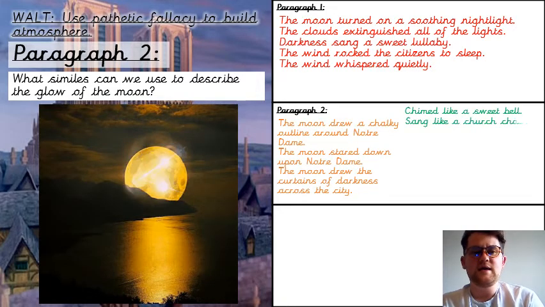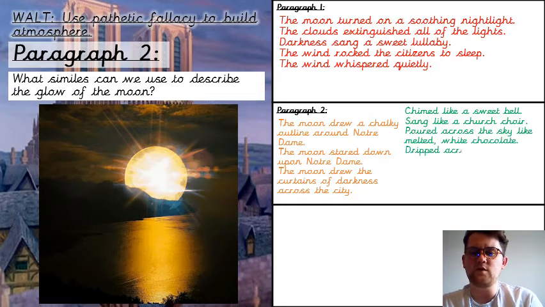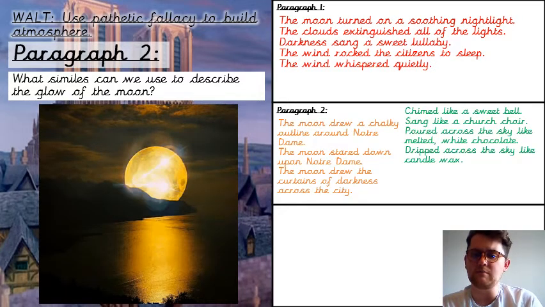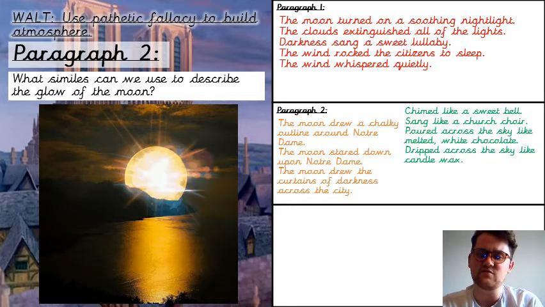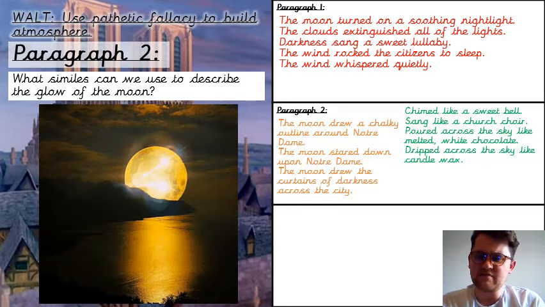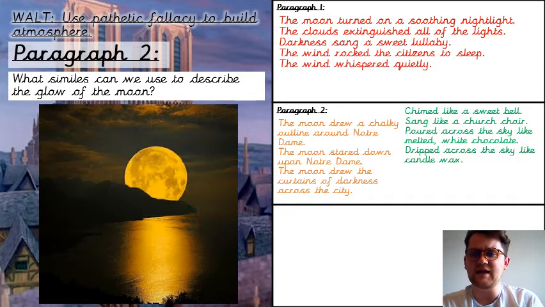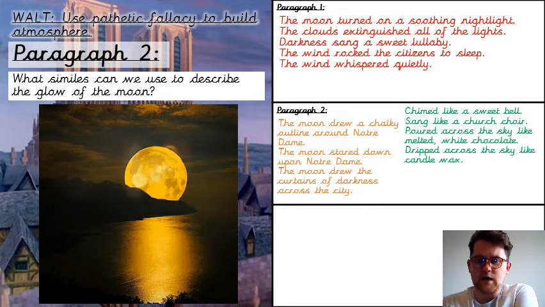So I put the moon chimed like a sweet bell. Now it obviously doesn't really make a noise, but I'm just trying to show that it's like an alive thing. So I'm adding a bit of symbolism there, a bit of imagery. It sang like a church choir. It poured across the sky like melted white chocolate. It dripped across the sky like candle wax. Okay, but again, you could add some extra ideas. It buzzed in the sky like a firefly. It flickered gently like an oil lamp. Okay? So pause the video now and add some of your own ideas or some of mine to your paragraph 2.